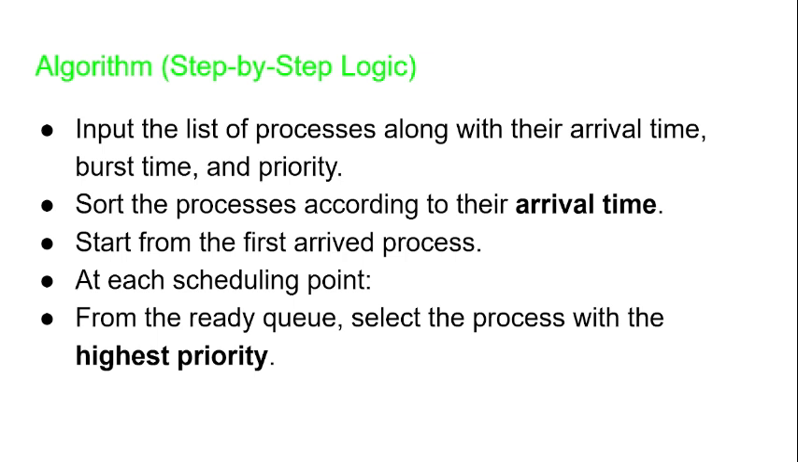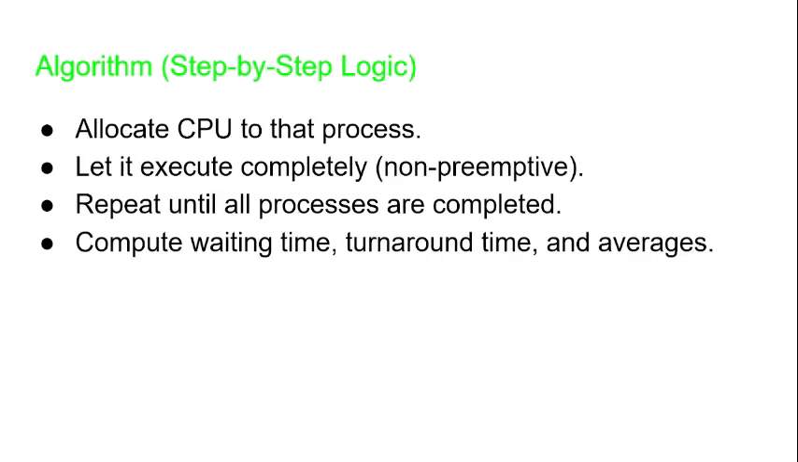First, here is a stepwise summary of how the OS can handle scheduling using the algorithm. The input is the list of processes along with their arrival times, burst times, and priority. Sort these processes according to their arrival time. Start from the first arrived process, and then at each scheduling point, from the ready queue, select the process with the highest priority. It allocates the CPU to that process.